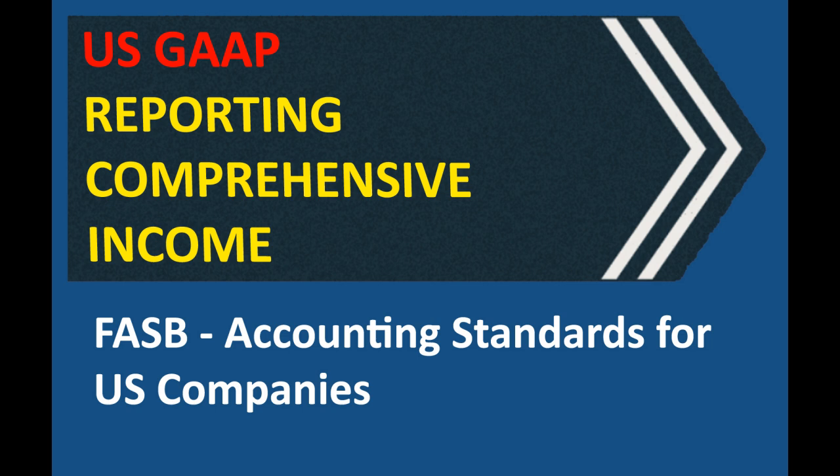So ASU 2018-02 gave companies an option to reclassify those stranded tax effects from AOCI directly to retained earnings, bypassing net income, just to clean it up without distorting earnings. A practical fix. Interesting. Shows how tax law changes ripple through these specific accounting areas.